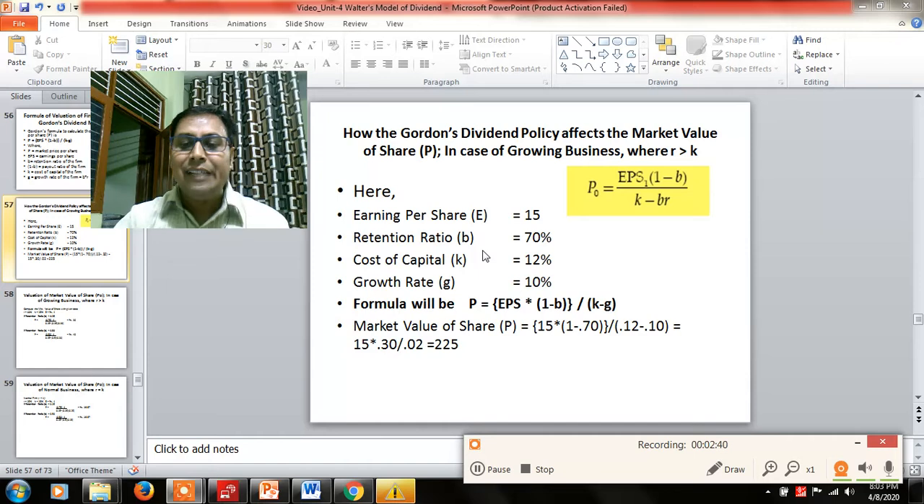Now let's take an example. Suppose the earning per share is 15 rupees, the retention ratio b is 70%, the cost of capital is 12%, and growth is 10%. So the numerical will help you understand very clearly. If the retention ratio is 70%, it means 30% will be the payout ratio, and the earning per share is 15 rupees. So how will we calculate the market value of a share? It is calculated by applying the formula given at the top of the screen.